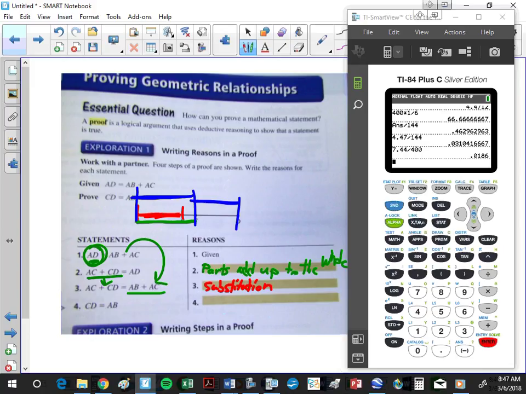So now I have, well, let me make this one black. So now I have red plus green equals the whole distance, and blue plus black also equals the whole distance. So I should be able to put the red and the green together and make the whole distance.